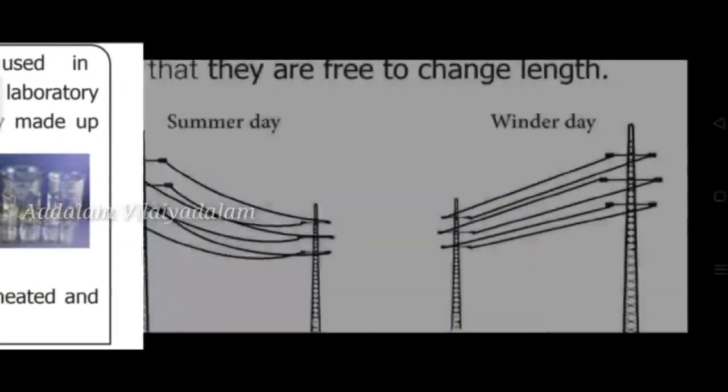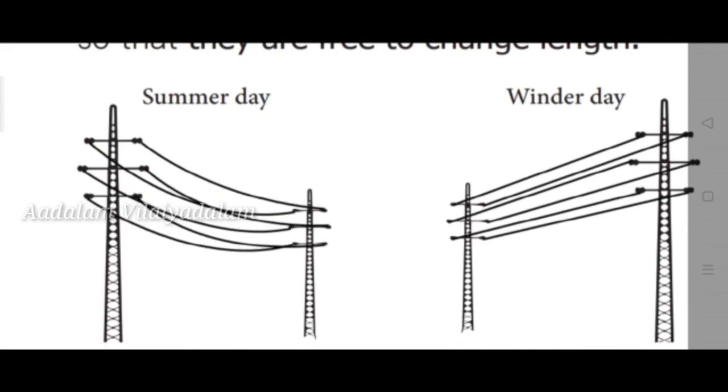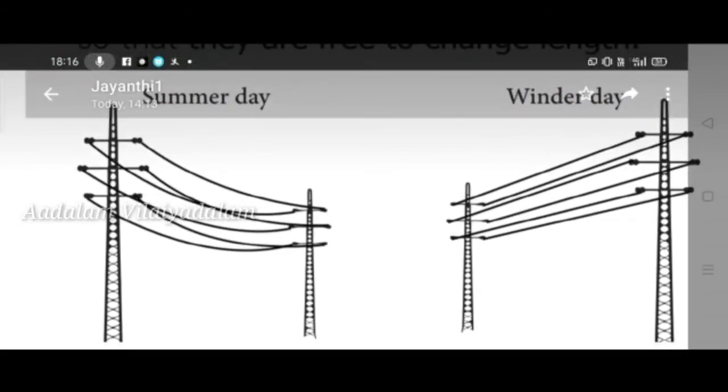Next, the electric wires. Electric wires between the electric posts contract on cold days and sag on summer days. To solve this problem, we leave wires slack so that they are free to change length. In summer days they sag and on cold days they contract.